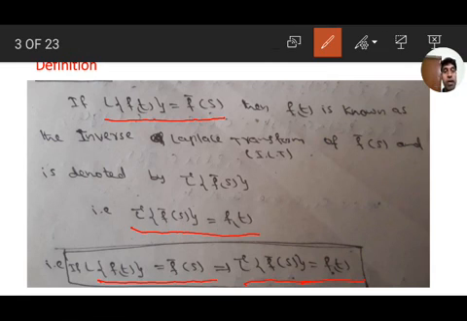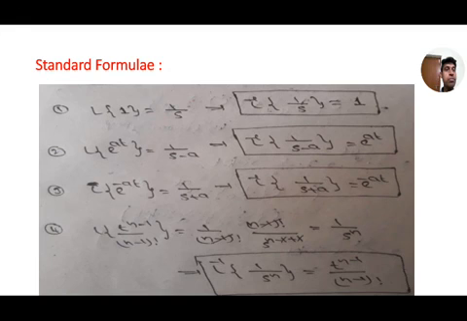That is, if L of f of t equals f bar s implies L inverse of f bar s equals f of t, reversed. Based on this definition, L of f of t equals f bar s implies L inverse f bar s equals f of t. Based on this definition, we write the formulas for inverse Laplace transform. Standard formulae.